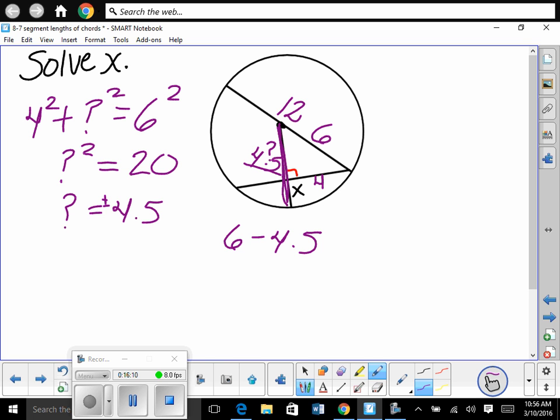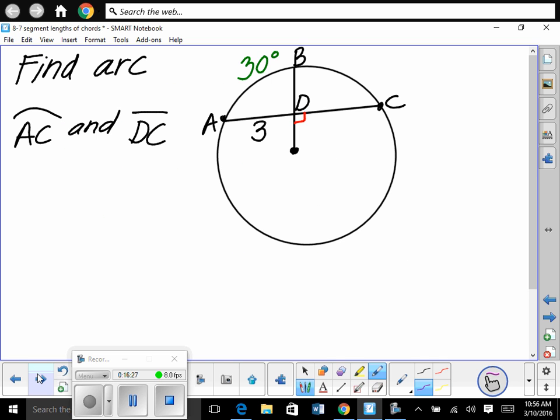Isn't our full radius 6? We know this piece of the radius is 4.5. What leftover does that give us? 1.5. Wait, was that 4.5? Yeah, the square root of 20 is 4.5. Are you sure? I'm almost positive. It is? Okay, so we get 1.5, right? So x is 1.5. Sweet. Okay, last thing. Do this problem real quick. Go.